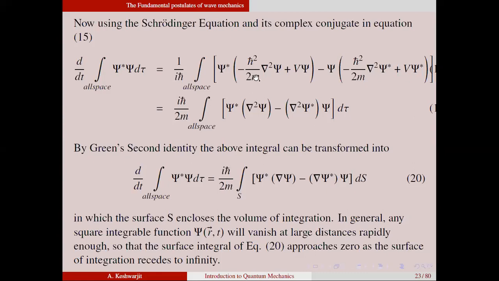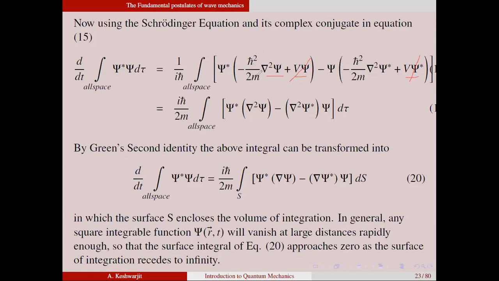Now when you simplify this, the V psi multiplied by psi star becomes psi star V psi. Similarly, this becomes psi V psi star, and these two are the same, so they will cancel out. So the V terms will cancel out. Then what remains is only minus ħ² by 2m Laplacian of psi, plus ħ² by 2m Laplacian of psi star multiplied by psi, with psi star multiplied from the left.